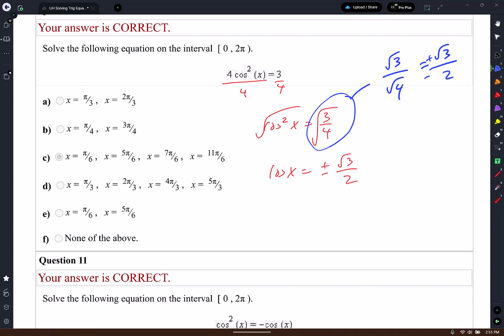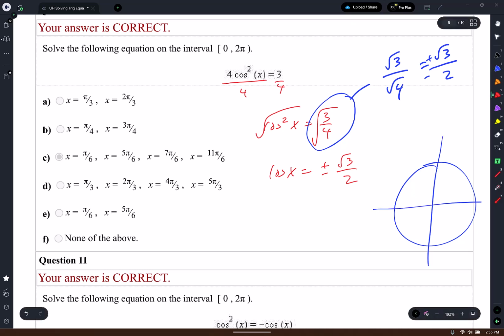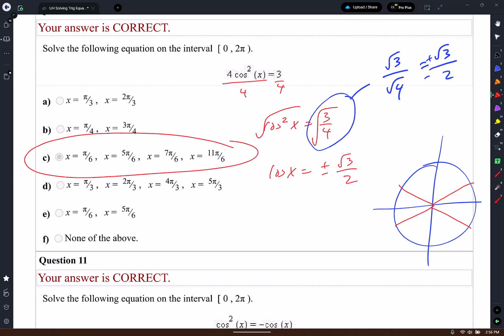All right, on the unit circle, I want all of them. Where am I, a positive square root of 3 over 2 or a negative square root of 3 over 2? There. All the ones over what? Over 6. They tried to trick you with letter E, but they only have half the answers. Be careful. Tricky.